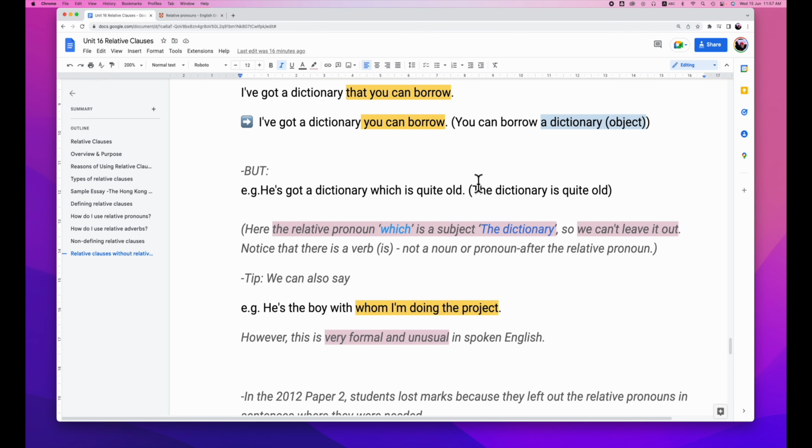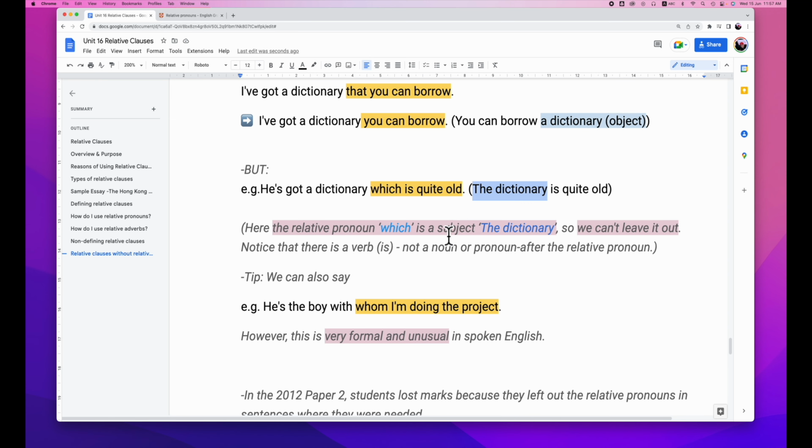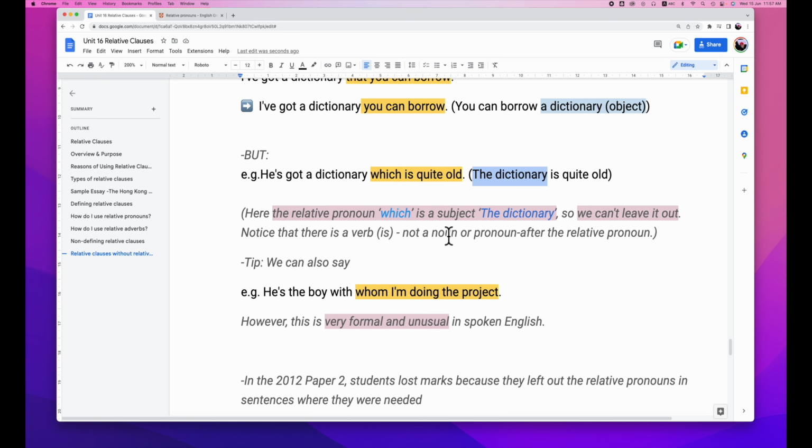Let's take a look. What's the meaning? He's got a dictionary which is quite old. So here, which is quite old. The dictionary is quite old. The word which, the relative pronoun, refers to the subject. The dictionary is quite old, so it is impossible for us to leave the relative pronoun out. Because the relative pronoun refers to the subject, the dictionary, we can't leave it out.